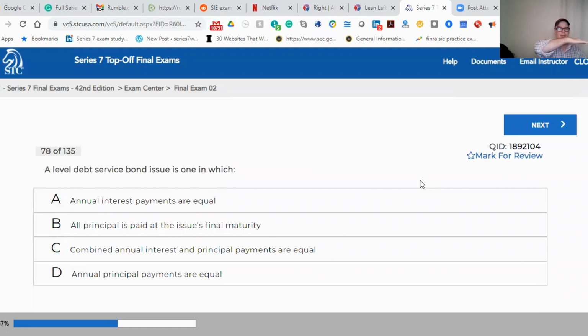Level debt service, you're paying the same amount of money every time, even if you pay it off. Annual principal payments are equal, okay.